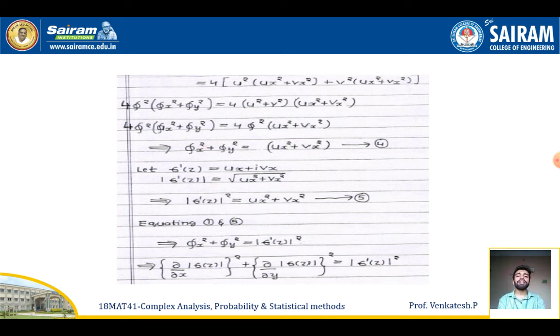So now we have considered f dash of z here. So f dash of z is equal to ux plus i vx. Applying the mod on both sides, mod of f dash of z is equal to square root of ux square plus vx square. So mod of f dash of z whole square will be equal to ux square plus vx square. So I can replace this one as modulus of f dash of z whole square. So I'll be getting pi x square plus pi y square is equal to mod of f dash of z whole square. It implies dou by dou x of mod of f of z whole square plus dou by dou y of mod of f of z whole square is equal to mod of f dash of z whole square.